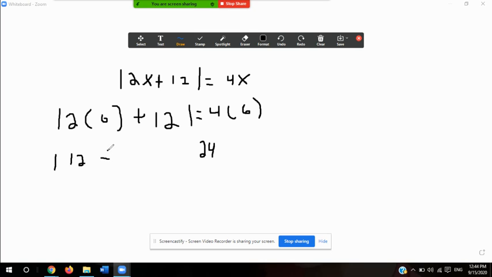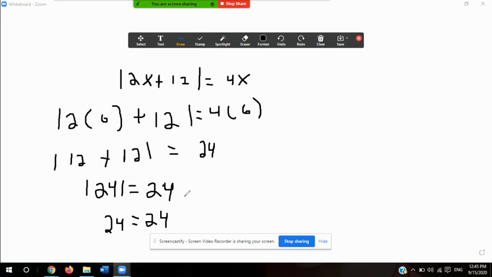So the absolute value of 12 plus 12 equals 24. And 12 plus 12 is 24. And the absolute value of 24 equals 24. So 24 equals 24. And that first part is correct.